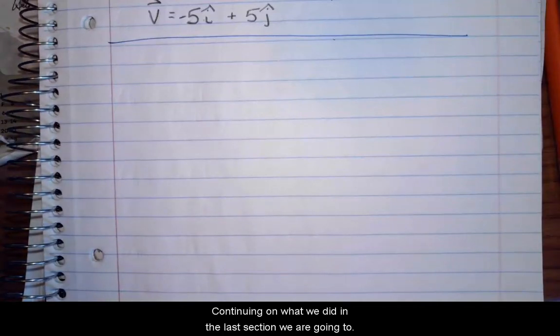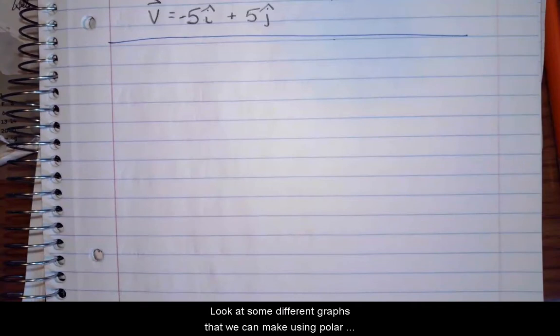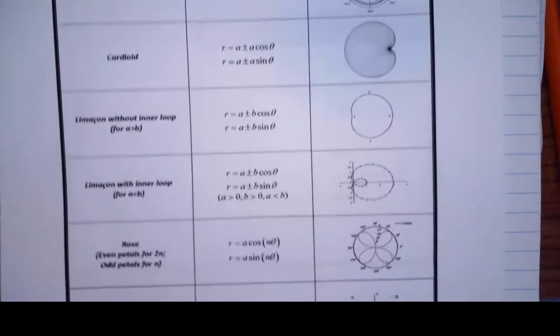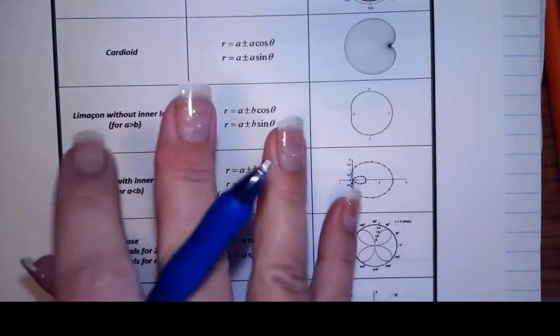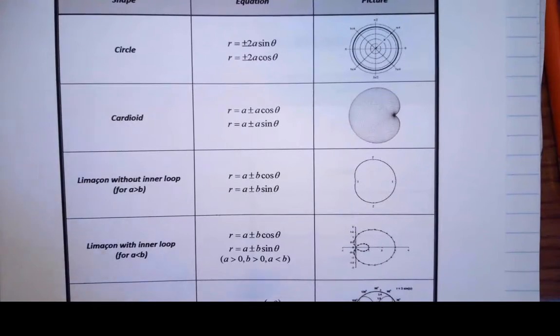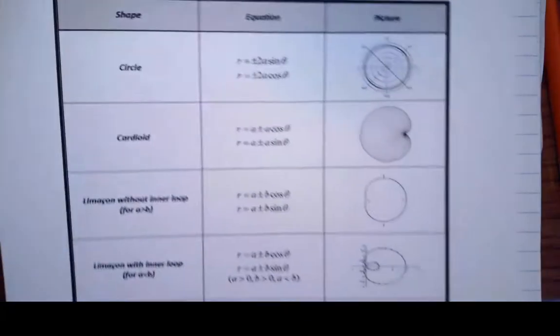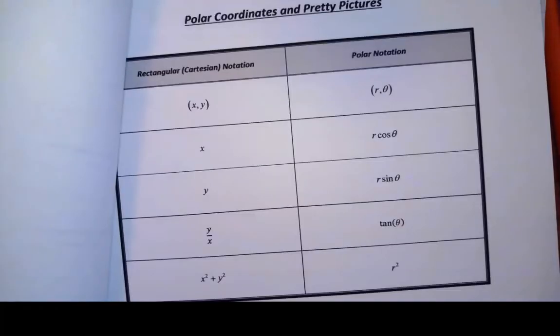Continuing on with what we did in the last section, we are going to look at some different graphs that we can make using polar equations and talk about a little bit of symmetry, and also how we can tell what it's going to make, because we're not really familiar with the polar coordinate system. We're familiar with the Cartesian coordinate system.